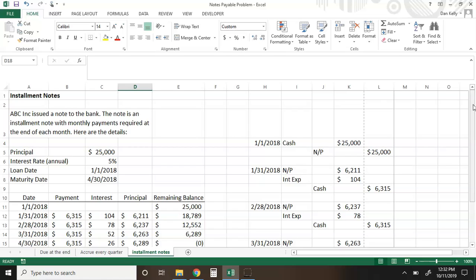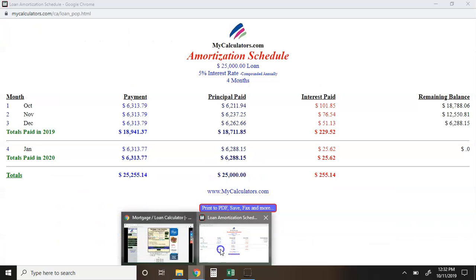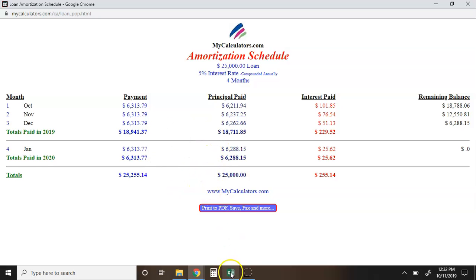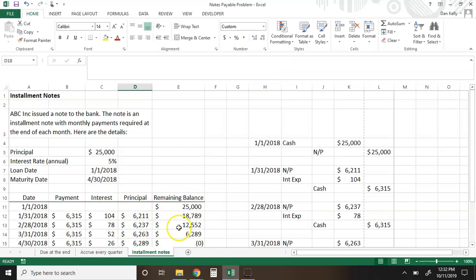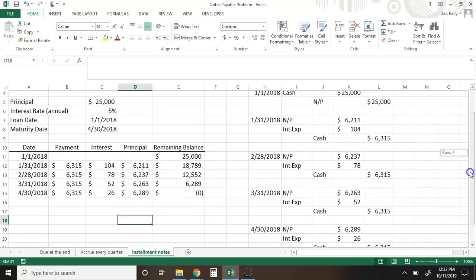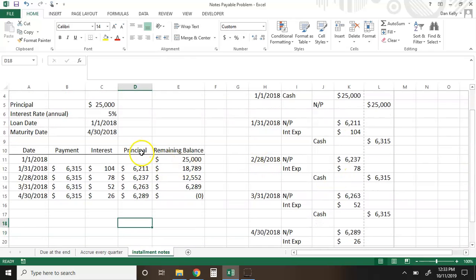So again, I will not test you on making the schedule. You can do that via the loan calculator, the amortization schedule that we talked about here, or you can learn how to do it in Excel. But what I will test you on, though, is the journal entries. How do we record journal entries based on this schedule? So the principal payment goes to notes payable, the interest goes to interest expense, the payment goes to cash, etc.